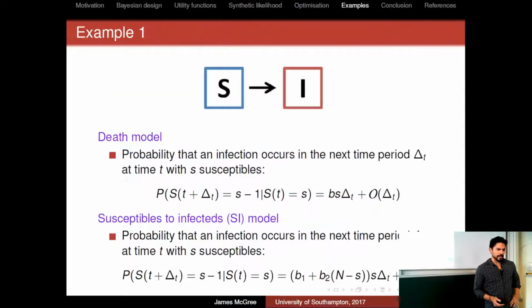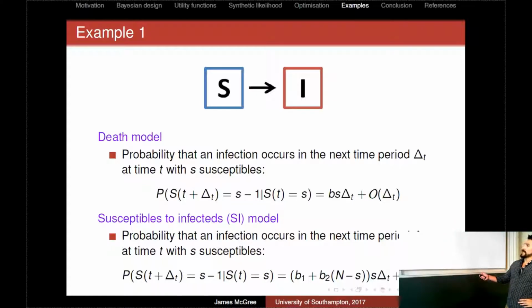So I think now we'll look at examples. Right. The first example is a simple example where we look at designing based on the total entropy utility for the depth model and the SI model. In this experiment, we'll assume that pigs are either susceptible or infected, so there's only two states. The difference between these two models is basically in this term here.